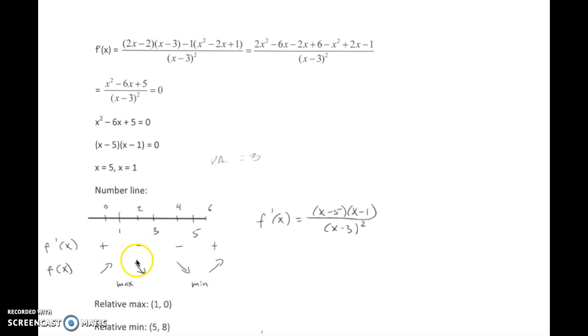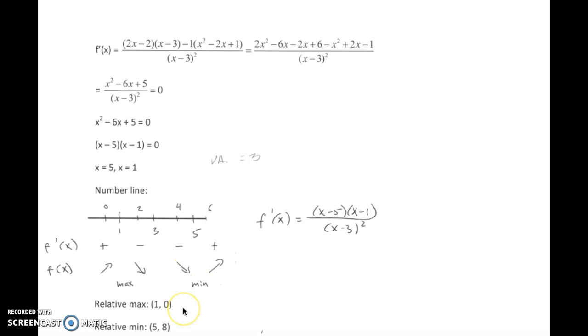Okay. And so on the left of 1, we have a positive slope. On the right of 1, we have a negative slope. On either side of our vertical asymptote, we have negative slopes. And then on the right-hand side of 5, we have a positive slope. So here at 1, our critical value, we have a maximum. At 3, our vertical asymptote, nothing is going on. It's not changing directions. And at 5, we actually have a minimum.